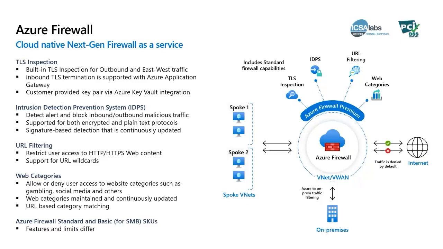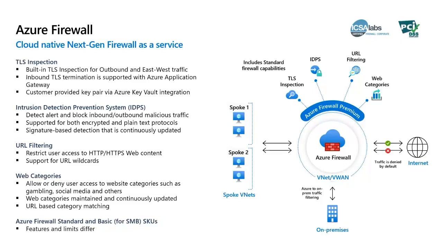The standard SKU is recommended for customers who are looking for a layer 3 to layer 7 firewall that needs auto scaling, and it can handle peak traffic periods of up to 30 gigabits per second. The standard SKU also supports enterprise features like threat intelligence, DNS proxy, custom DNS configurations, and web categories.